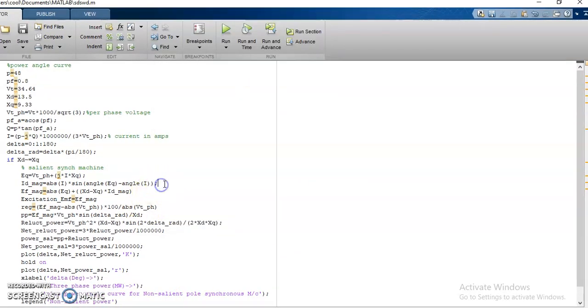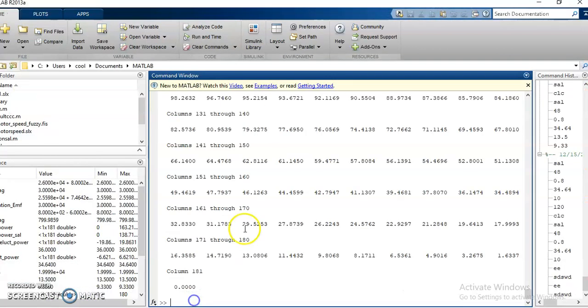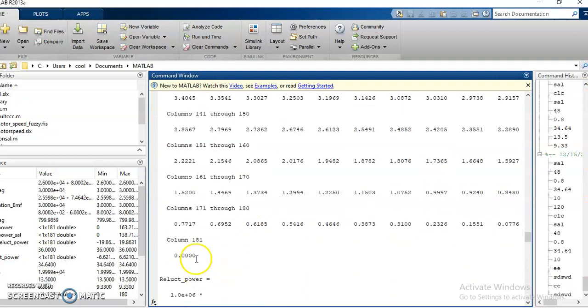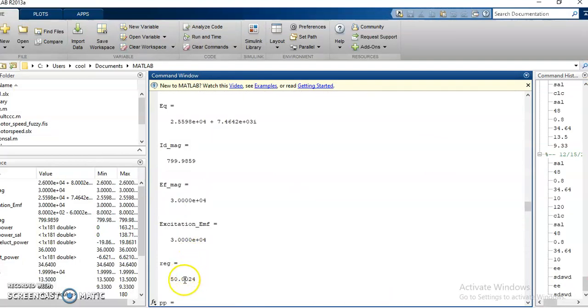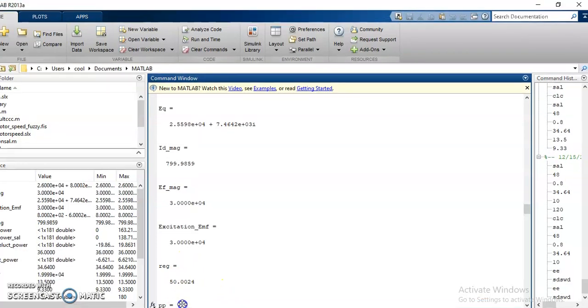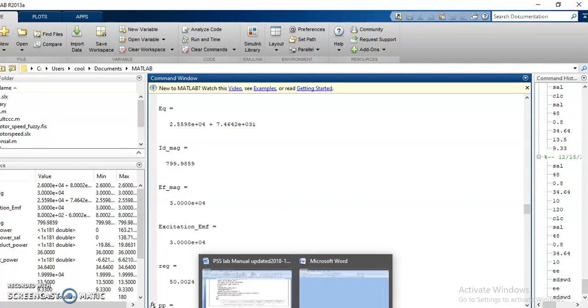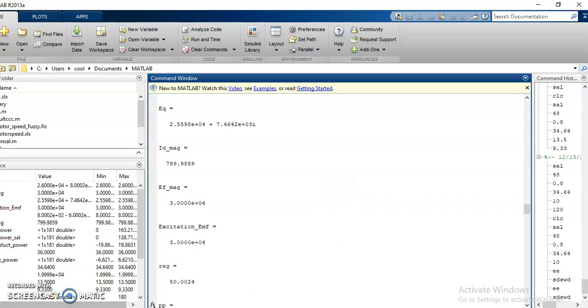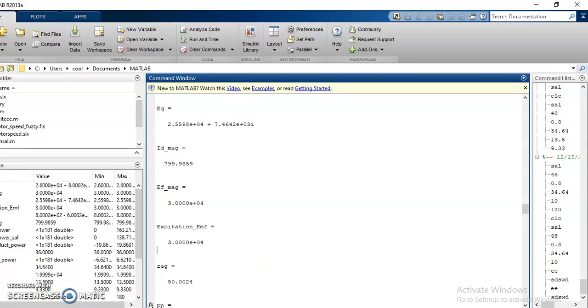And one thing, if you remove all these semicolons, all values will display in the output. So better remove all semicolons and check the values. This is regulation, efficiency, EF, everything it will display. This is all about salient and non-salient pole synchronous machines. Both we are executing. One waveform for non-salient, and for salient you will be getting two waveforms. So this is all about salient and non-salient pole synchronous machine. Okay, thank you.